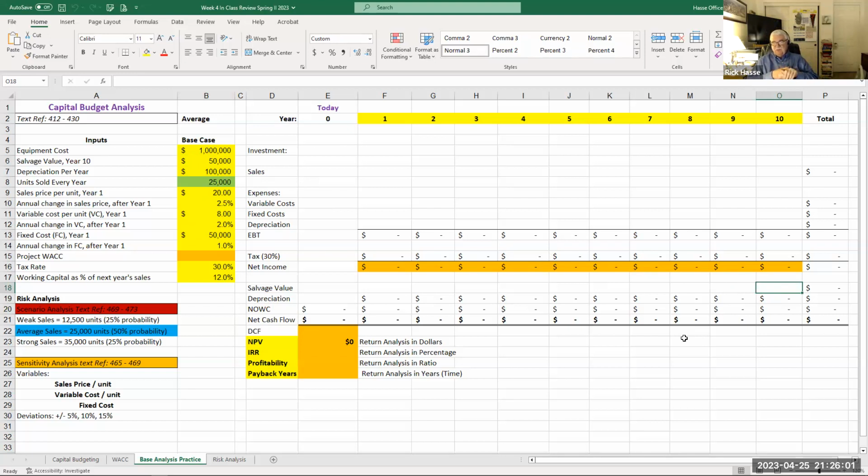Again, this is the halfway point of our class. We've now looked at risk analysis. Now we're looking at capital budget analysis. And then in the final third of our class, we're taking a look at financial statement analysis with another case study. So we're off and running.